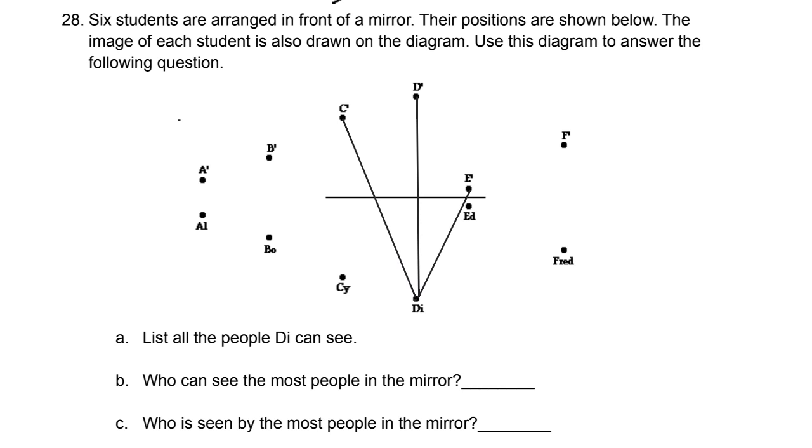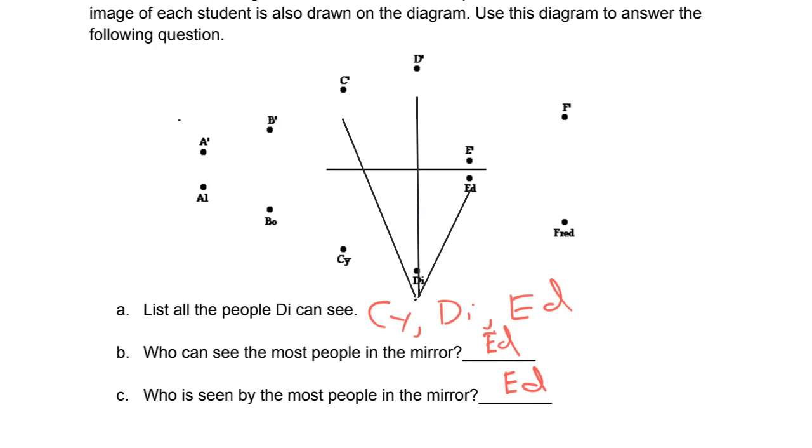So all of the people that D can see was Psi, herself, and Ed. Who can see the most people? It's Ed. Standing very close into the center of the mirror helps you see the most in the mirror. And who can be seen by the most people? It's also Ed. If you can see someone, they can see you. That's just a very basic property of mirrors.